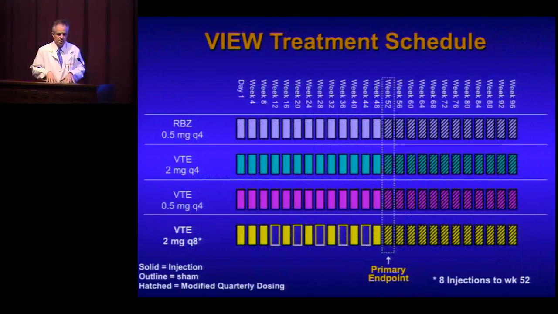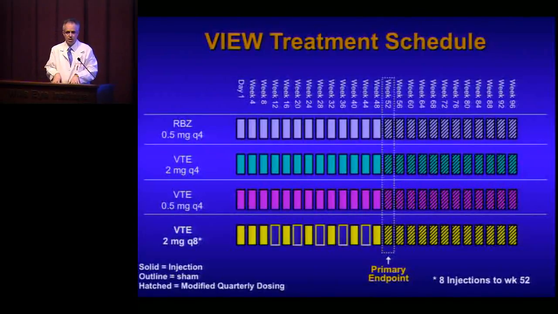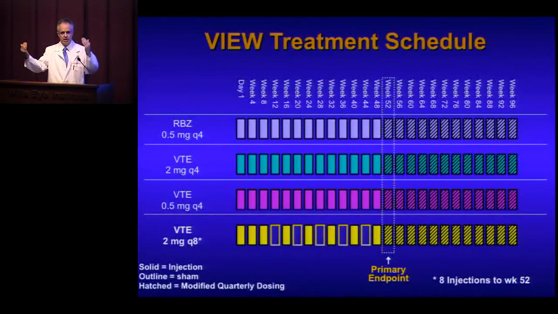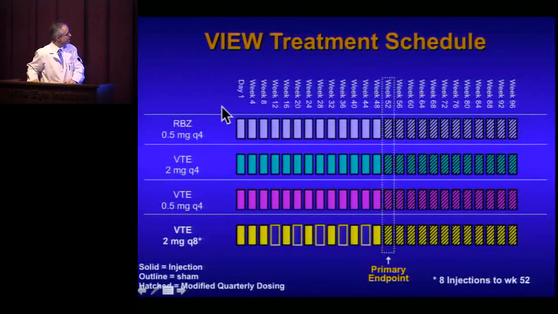But nonetheless, what they did in this study, the phase 3 study for EYLEA, called the VIEW studies, it was a head-to-head study of EYLEA versus Lucentis, testing several doses, VEGF Trap, that's what VTE is. 2 milligrams, 0.5 milligrams is the standard, of course. Lucentis, 0.5 milligrams, that's what's commercially available. Monthly for the first year, but they added this fourth arm, which is the higher dose of EYLEA, every 8 weeks after the loading dose. So that turned out to be 8 treatments in the first year.